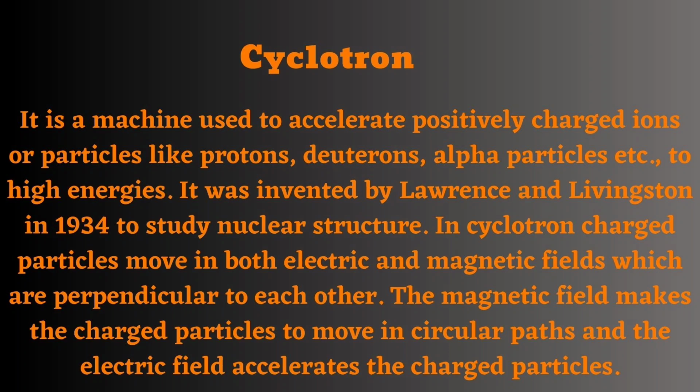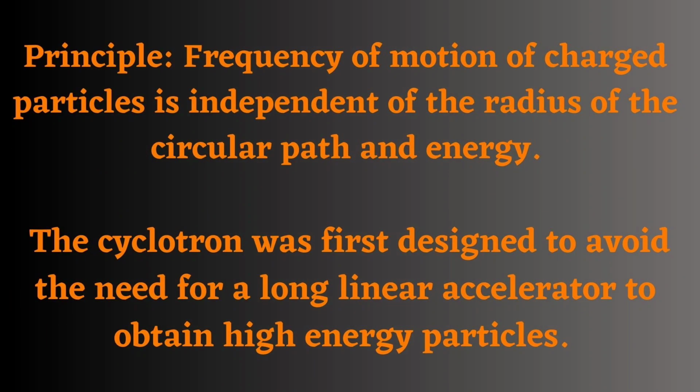In a cyclotron, the charged particle which has to be accelerated is under the influence of electric and magnetic fields, which are perpendicular to each other. They play their own roles on a charged particle. The magnetic field makes the charged particle move in a circular path, and the electric field accelerates the charged particle. The cyclotron was first designed to avoid the need for a long linear accelerator to obtain high energy particles.